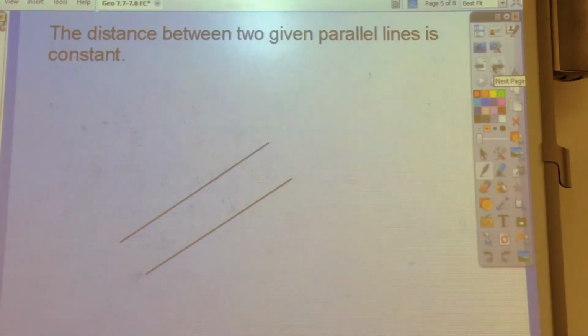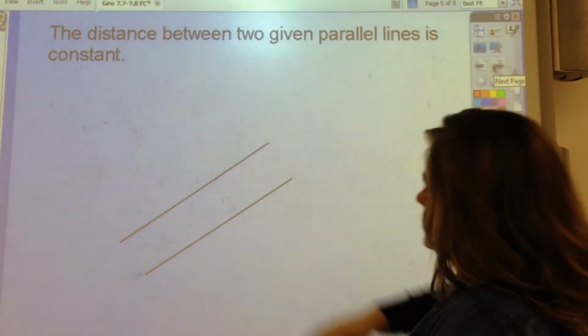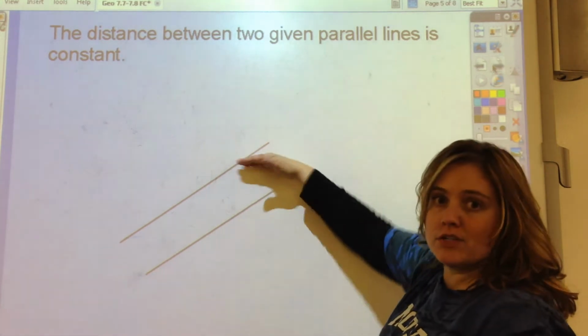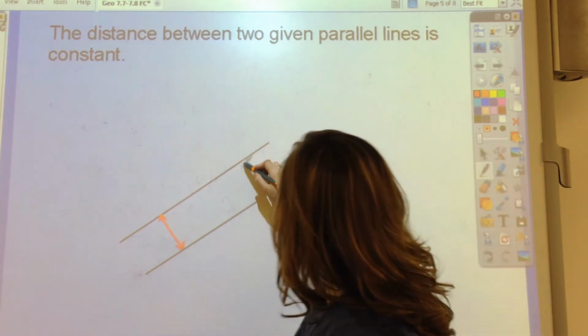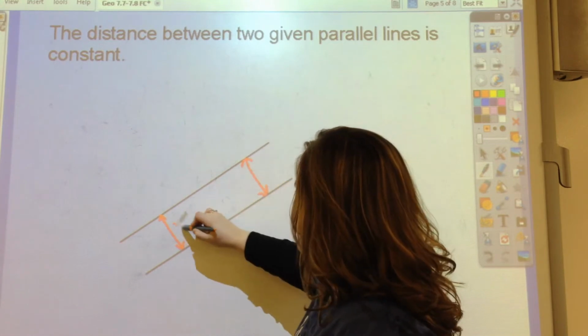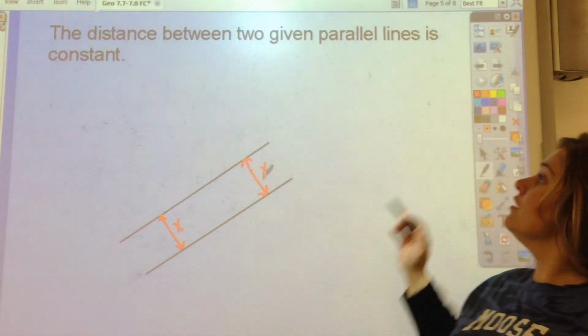And the next property we're going to look at is the distance between any two parallel lines is constant. And that makes sense because if this one gets any closer, eventually they're going to intersect. So this distance here must equal this distance here.